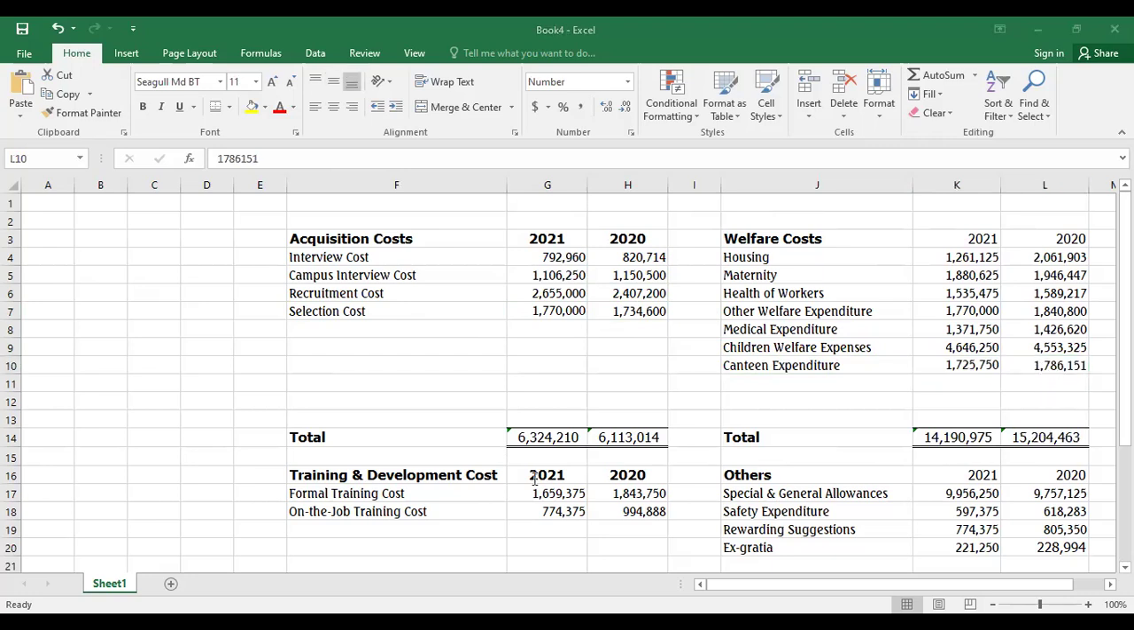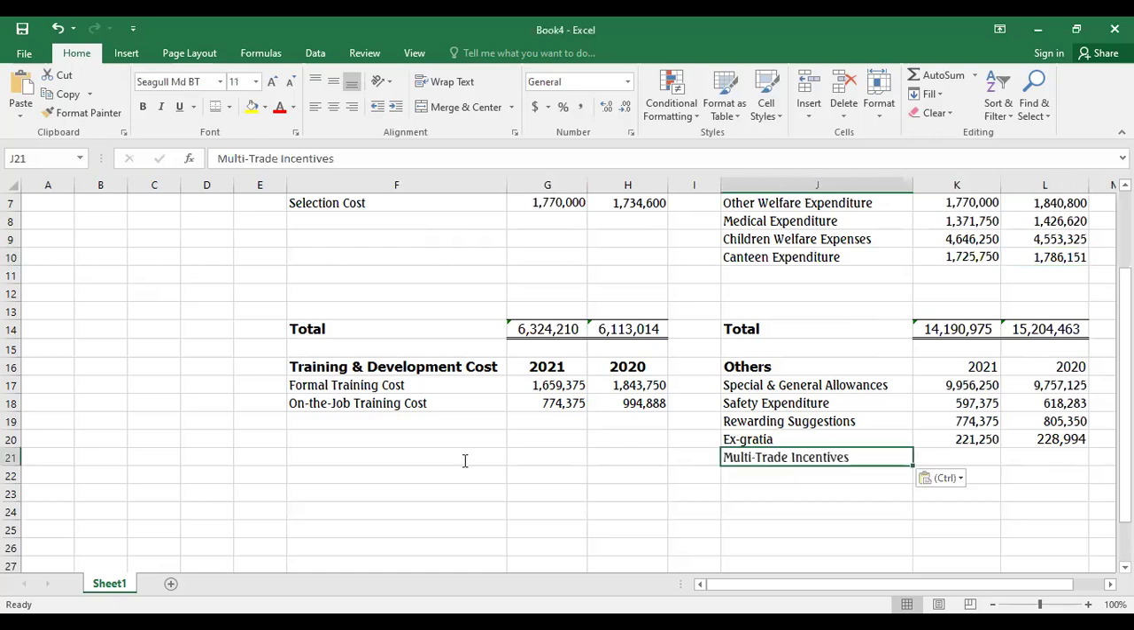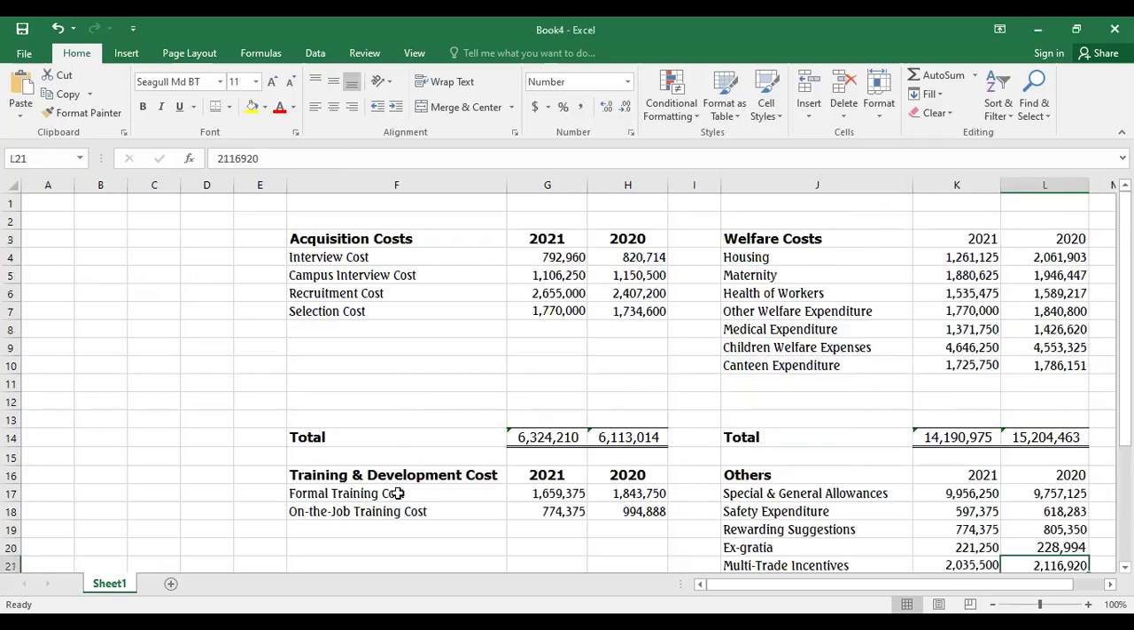Then you have multi-trade incentives. Multi-trade incentives fall under others. Development programs, training and development. And for 2020, we have this.